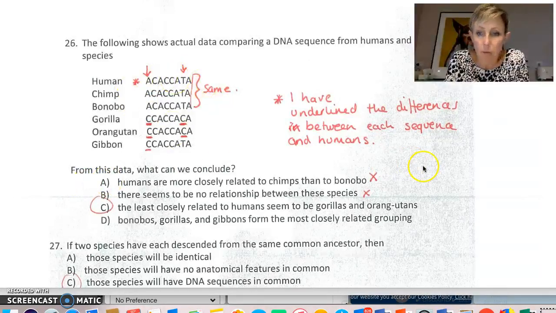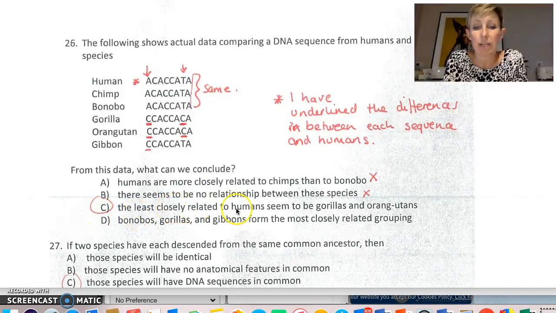So statement 1 is not true. There seems to be no relationship between these species. That's not in fact true because the sequence is the same, indicating there is some relationship between these species. D, bonobos, gorillas and gibbons form the most closely related grouping. Well, with the top 3 being the same, I would suggest that those 3 are the most closely related grouping. So the actual answer is letter C.